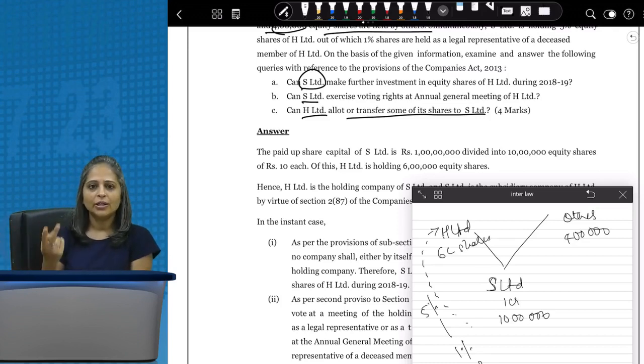Coming to question number 2, it says, can S Limited exercise voting rights at the annual general meeting of the holding company?